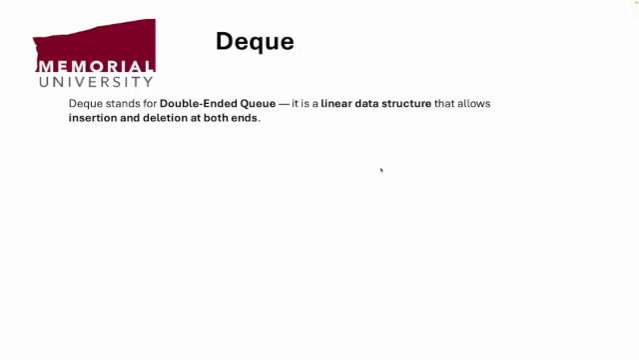Let's look at the Deque. What is a Deque? Deque stands for double-ended queue. It is a linear data structure that allows insertion or deletion at both ends. Some people treat it as a special type of queue, but I think probably it's not quite, because it supports both queue and stack features. So I want to separate the topic regarding Deque.